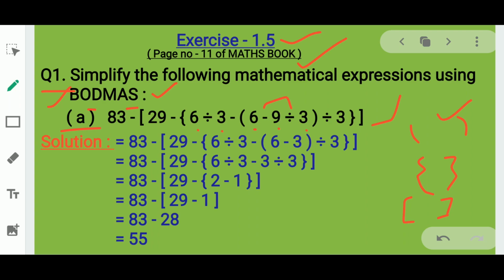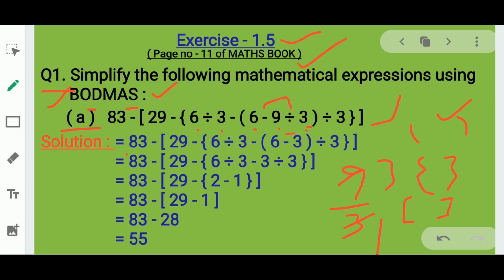If we divide 9 by 3, 3 ones are 3, 3 threes are 9, what do we get? We get 3. All the terms remain the same, and we have to solve only the small bracket first. In the small bracket we divide 9 by 3, we get 3.